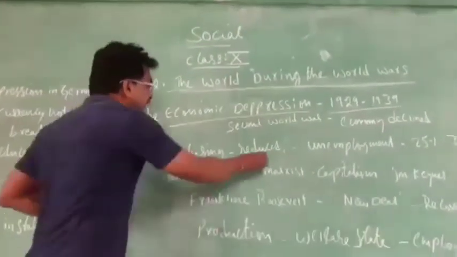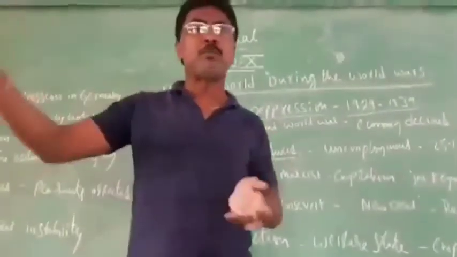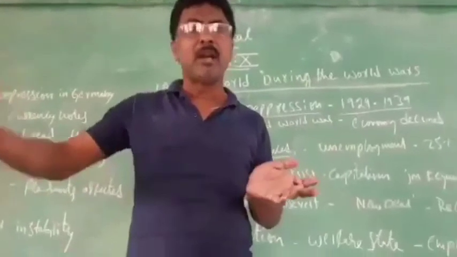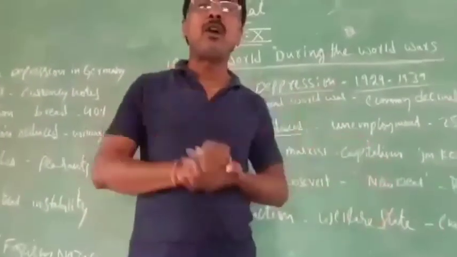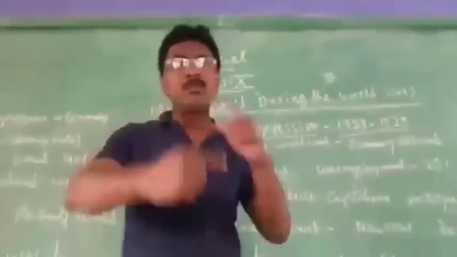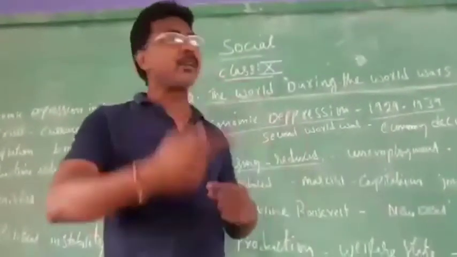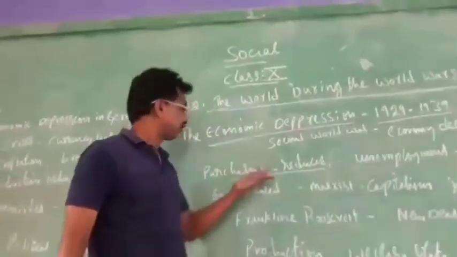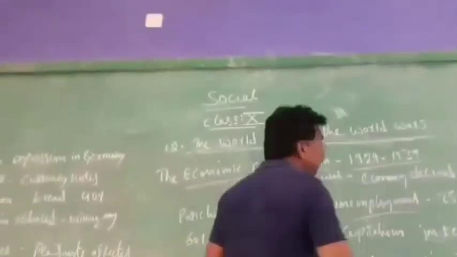Here purchasing has reduced. Purchasing has reduced means the persons who used to purchase the goods in the market, it has reduced. Nobody is purchasing. Why? Because people are not having money, and the economic cycle is not rotating properly. Why? Because of the reduction, the unemployment problem happened.